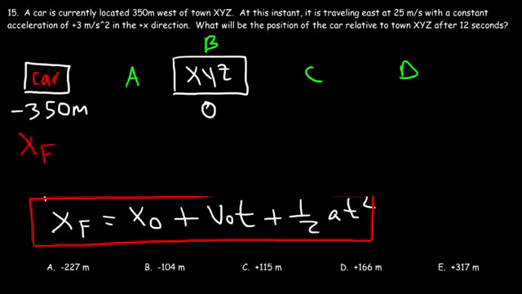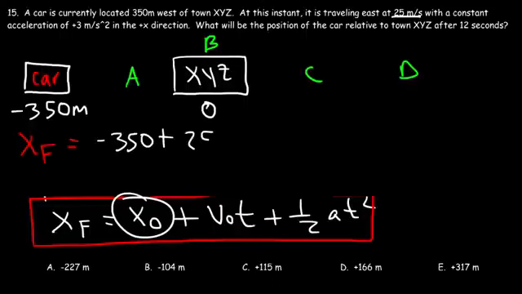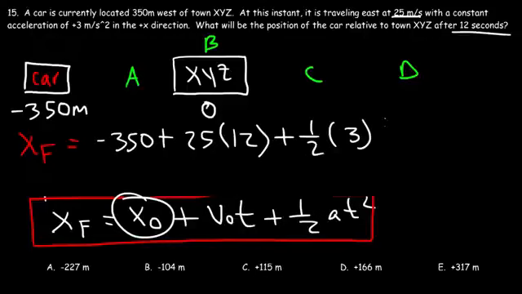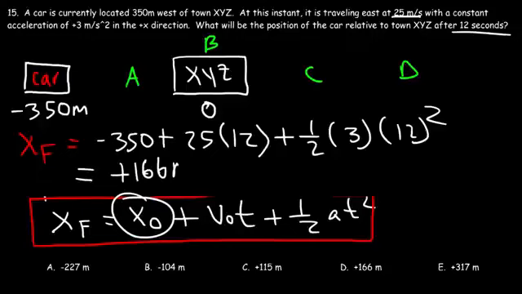So let's go ahead and plug everything in. The initial position is the negative 350. The initial velocity of the car is 25 meters per second. And it's going to be traveling for 12 seconds. And the acceleration in the x direction is positive 3. And t is still 12. So this will give us the final answer. All you got to do is plug this in your calculator exactly the way you see it. And this will give you positive 166 meters.